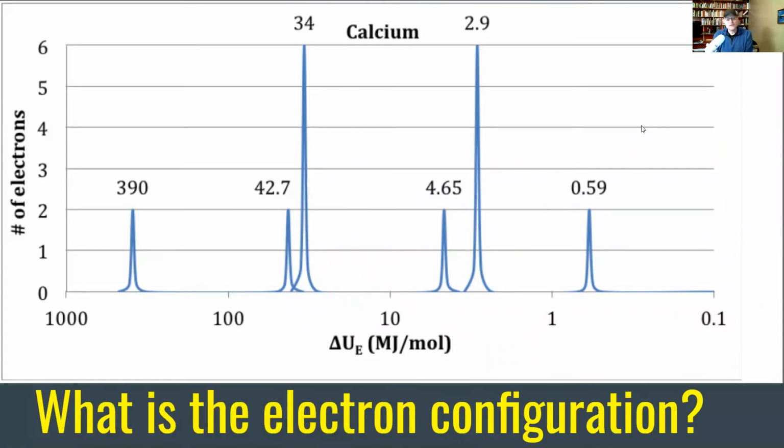Can you write out the electron configuration for calcium based off of this data? In other words, if I didn't tell you it was calcium, would you be able to figure it out? Take a moment. So for the electron configuration, this would be 1s2, 2s2, 2p6, 3s2, 3p6, 4s2.